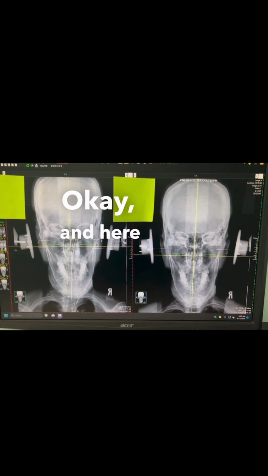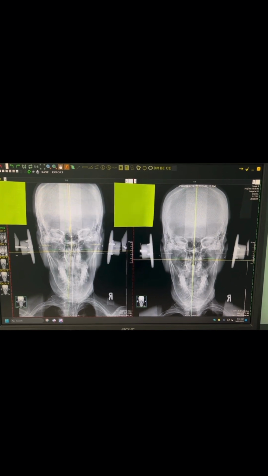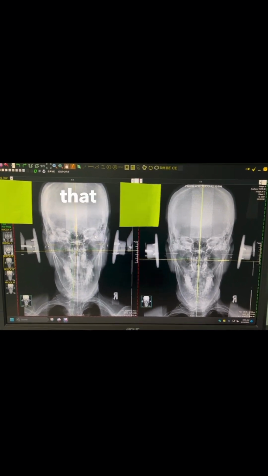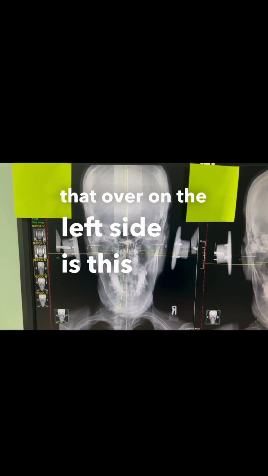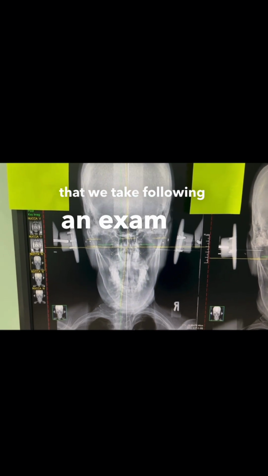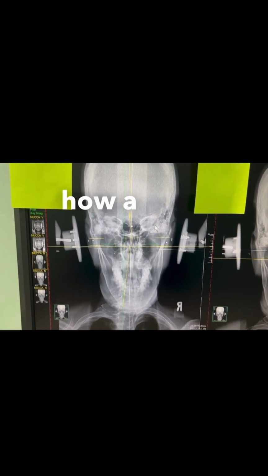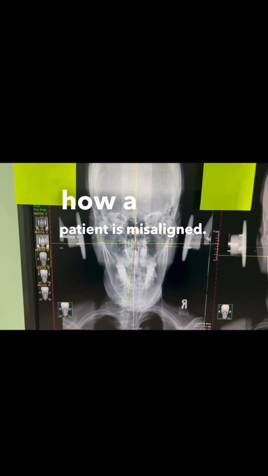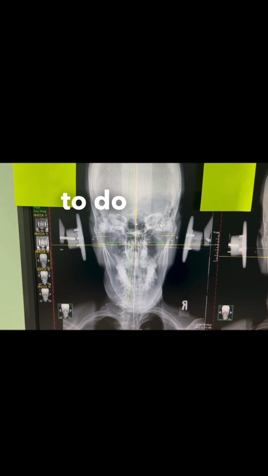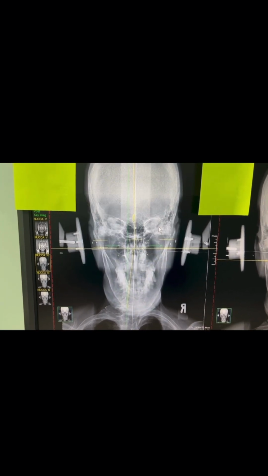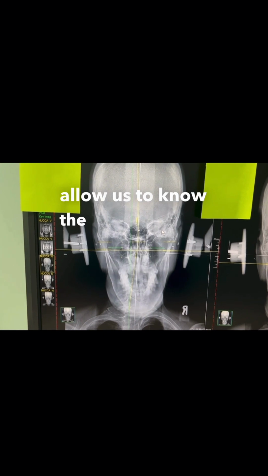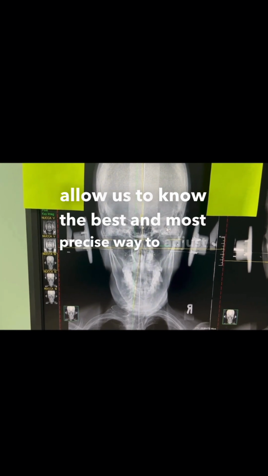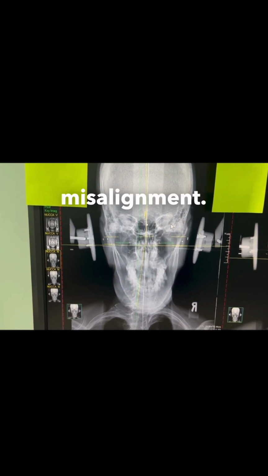Okay, and here we are looking at a before and a post. The x-ray on the left side is the x-ray that we take following an exam to see exactly how a patient is misaligned. And we use this x-ray to do specific calculations and allow us to know the best and most precise way to adjust and correct that misalignment.